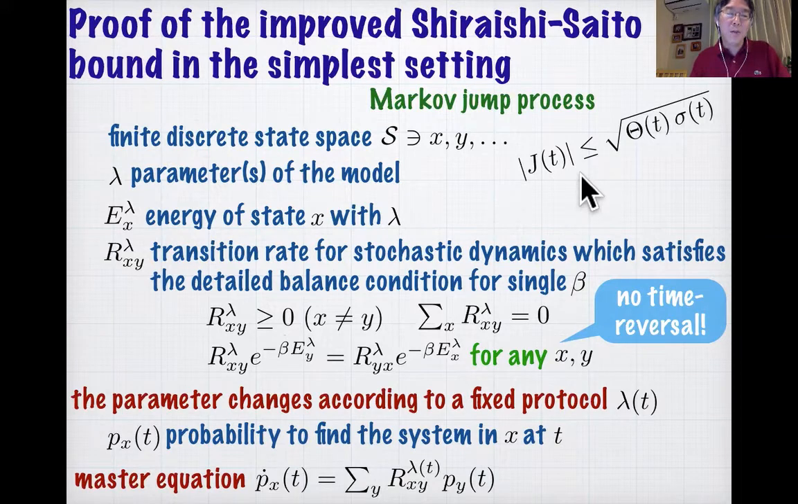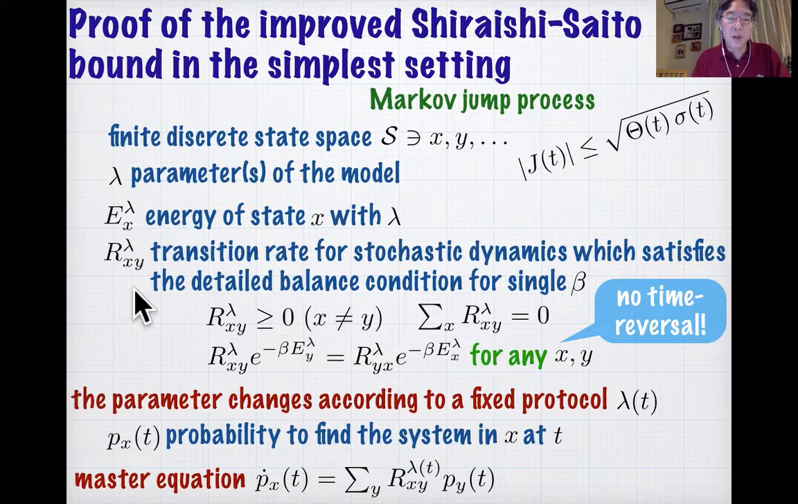Okay. And I hope that many of you are familiar with Markov jump process, but let me just explain. So it's a stochastic process in which state space is finite and discrete. So this is a state space, and it consists of finite number of states points, like x, y. And lambda is again a parameter or parameters of the model. And E lambda of x is the energy of the state x when the parameter is lambda.